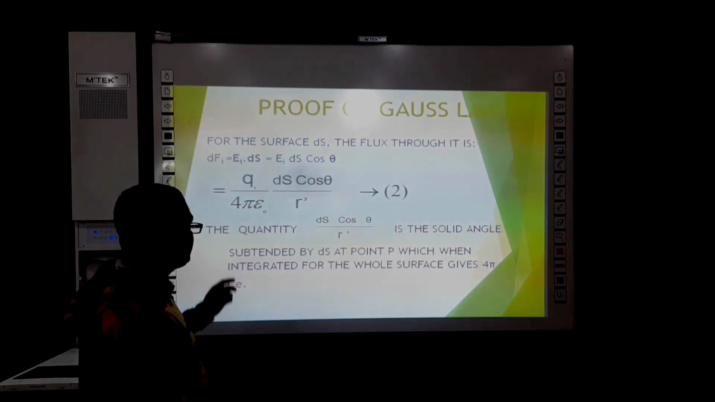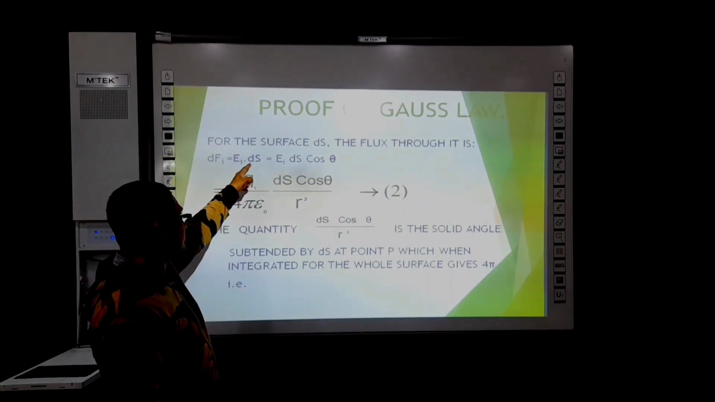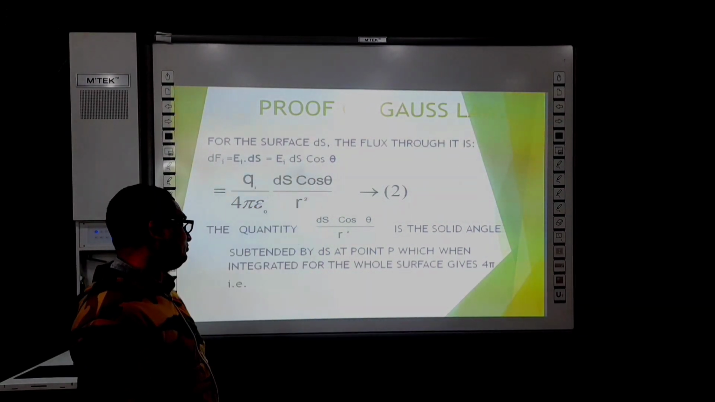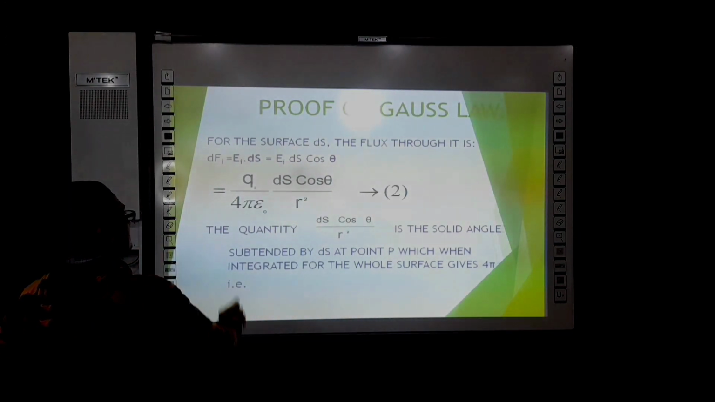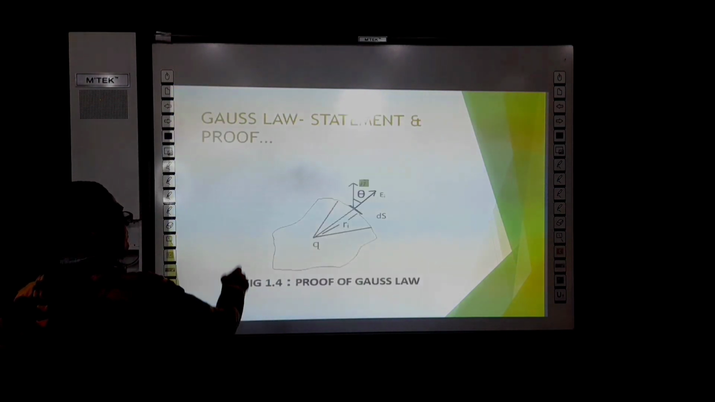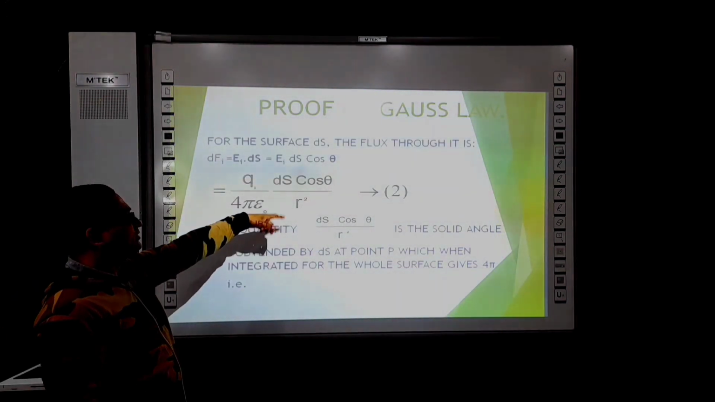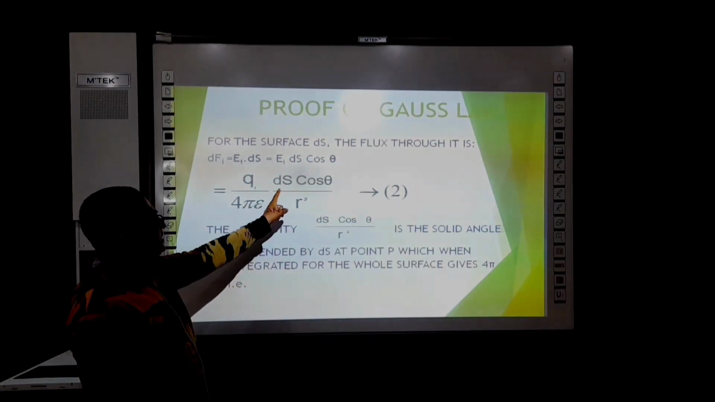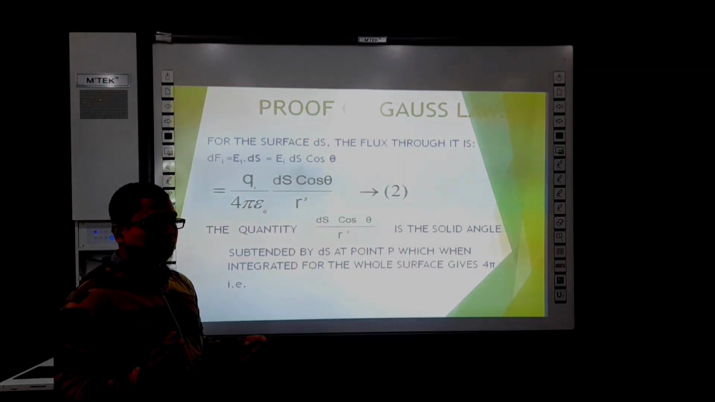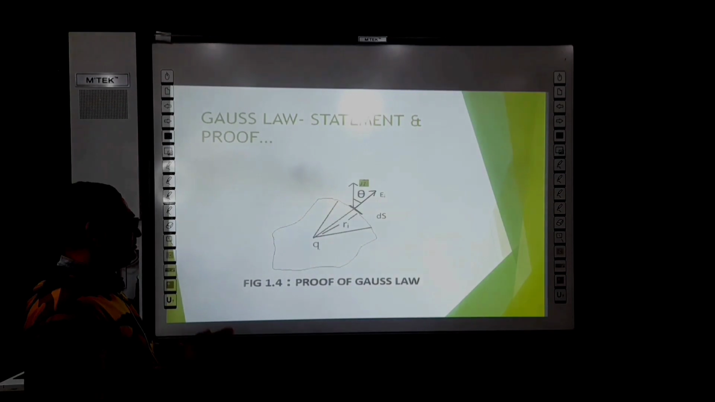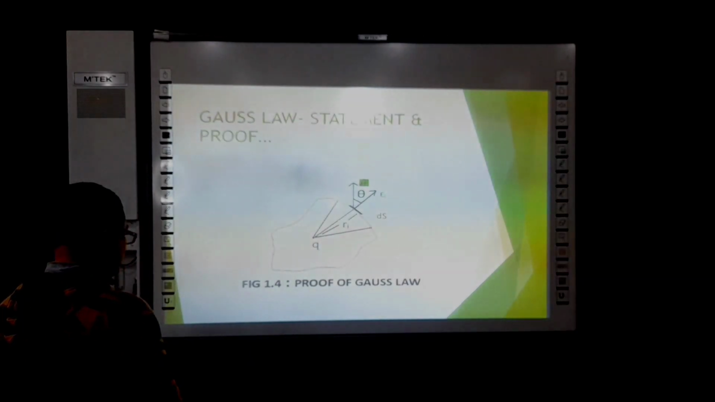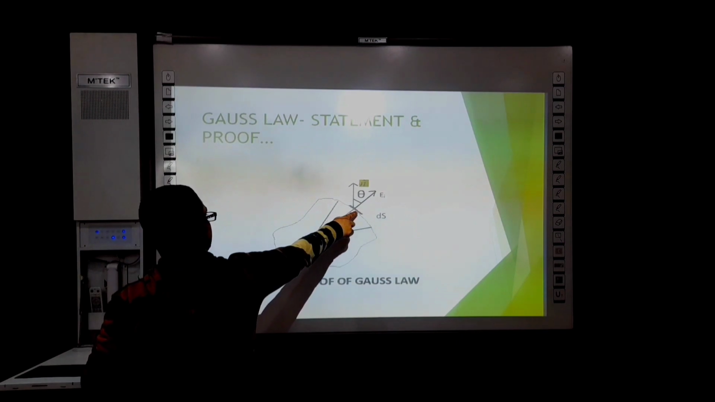So through the surface ds, by definition the flux will be Ei dot ds. This is a vector product, Ei ds cos theta. Theta is already shown here. And ultimately putting the expression of Ei from equation 1, we get this relation: Qi by 4 pi epsilon naught ds cos theta by r square. Now this quantity ds cos theta by r square is nothing but a solid angle. You can see in the figure that a solid angle is generated here, just like the angle in an ice cream cone or this kind of conical structure. So this is a solid angle subtended at the point by this surface area.